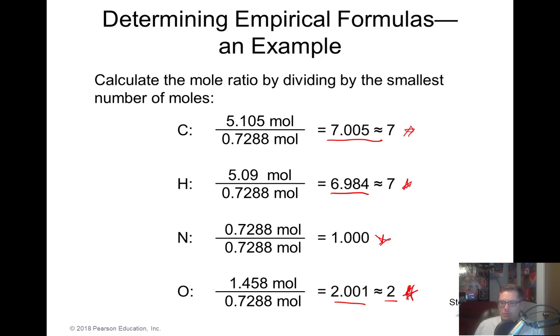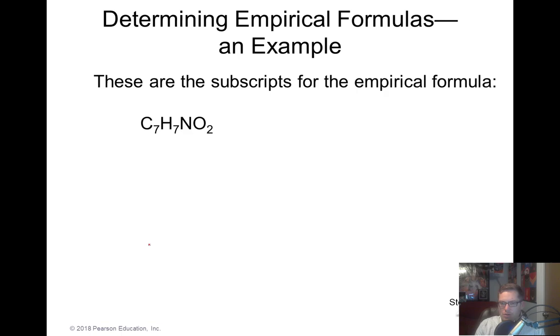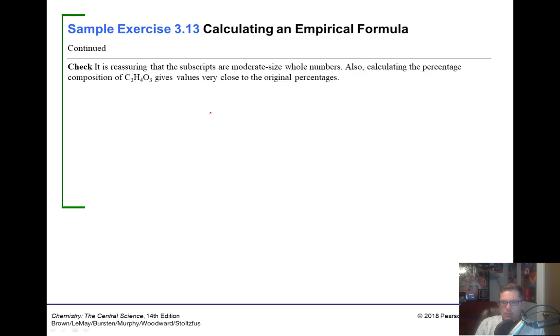Since all of these are whole numbers, we don't have to worry about multiplying to the whole. But say you ended with a 0.5, you would have to multiply it by 2. If you ended with a 0.33, you'd multiply it by 3, and so on and so forth. A 0.4 would be times 5. Because these are all whole numbers, those whole numbers you just got are the subscripts. So carbon was 7, so we get C7. Hydrogen was also 7, so we get H7, and then NO2. All right, C7H7NO2.